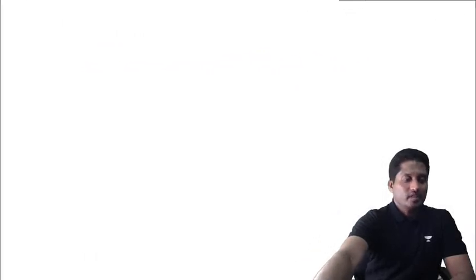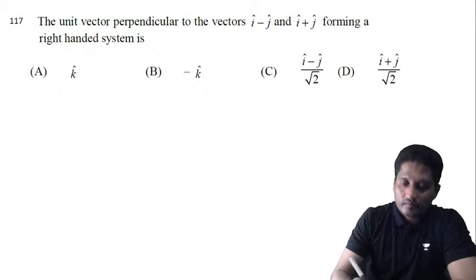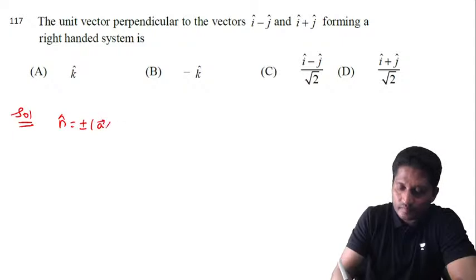Okay, question number 117. Unit vector perpendicular to these two vectors, forming a right-handed system. So n cap is equal to plus minus a cross b by mod of a cross b.